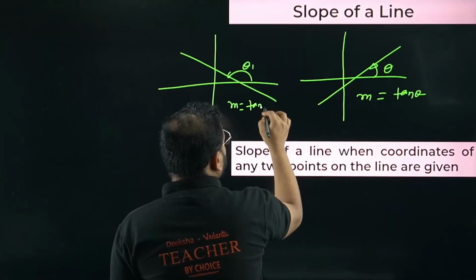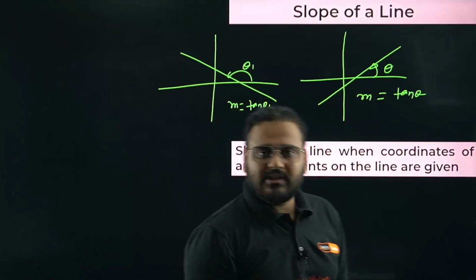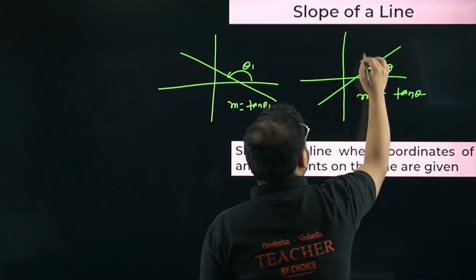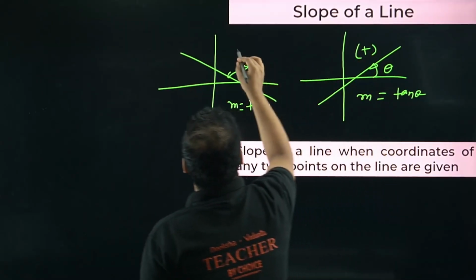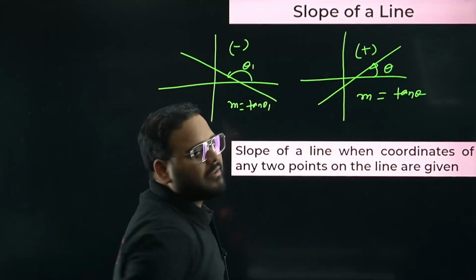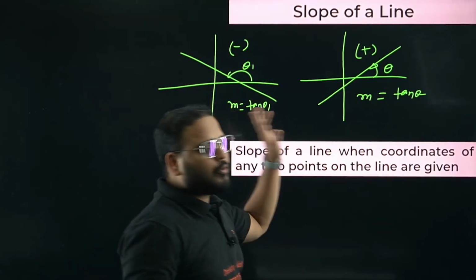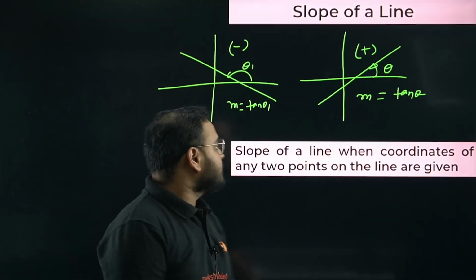In this case I have taken theta 1. One thing we know for sure, over here we have an acute angle, so it will be a positive slope. This is going to be a negative slope. Not relevant right now, but I just wanted to explain it anyway.